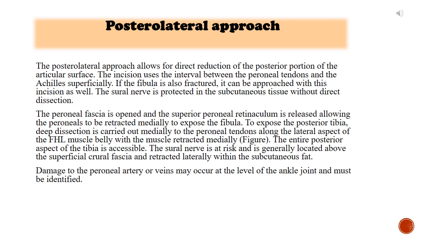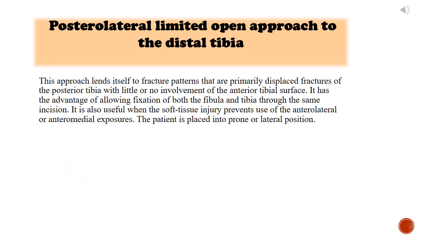expose the fibula. To expose the posterior tibia, deep dissection is carried out medially to the peroneal tendons along the lateral aspect of the FHL muscle belly, with the muscle retracted medially. The entire posterior aspect of the tibia is accessible. The sural nerve is at risk and is generally located above the superficial crural fascia and retracted laterally within the subcutaneous fat. Damage to the peroneal artery or veins may occur at the level of the ankle joint and must be identified.